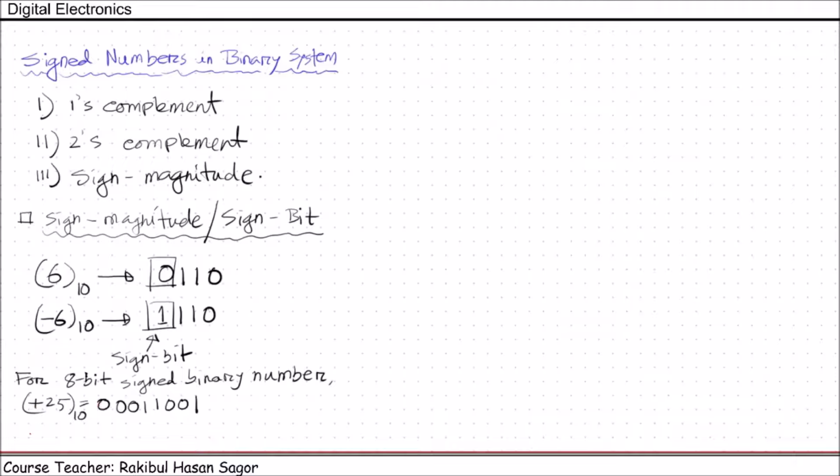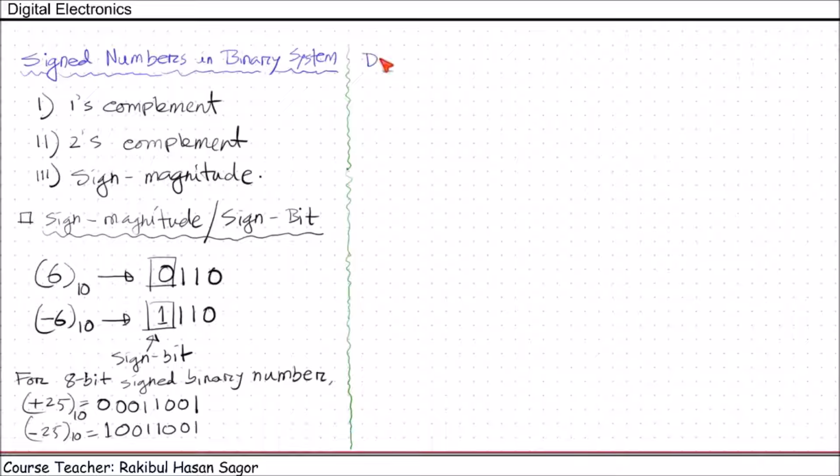Again, in order to represent -25 in binary, the number will be the same, and we need to make it 8 bits, and the leftmost bit will be 1, and this represents the number is negative. So we have 25, this represents the magnitude, and the leftmost bit represents the sign.